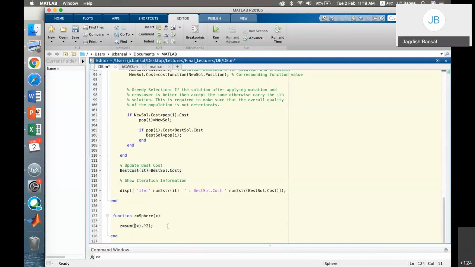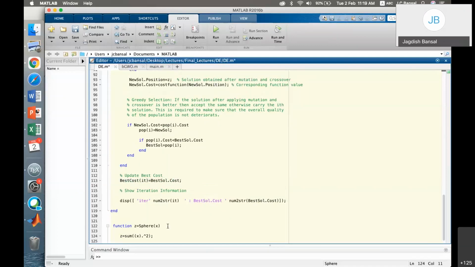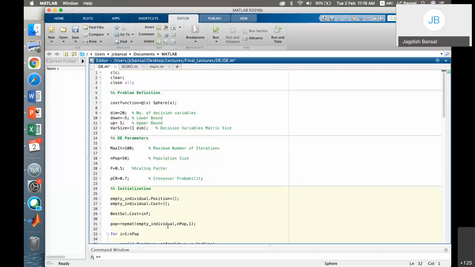I'm sure that if I share this MATLAB code with you, it will not take more than 10 minutes to understand each and everything of this, if you know MATLAB, of course. So best of luck for the further learning of differential evolution.